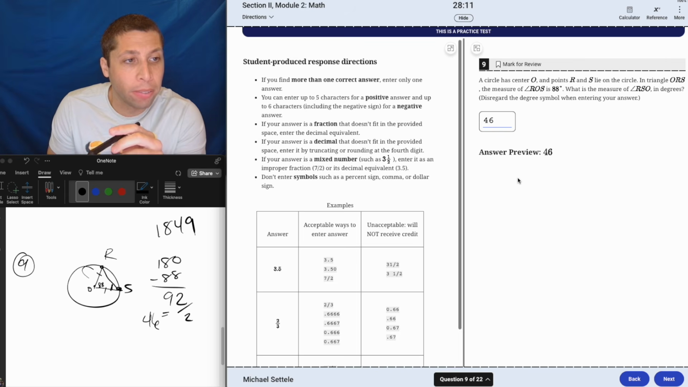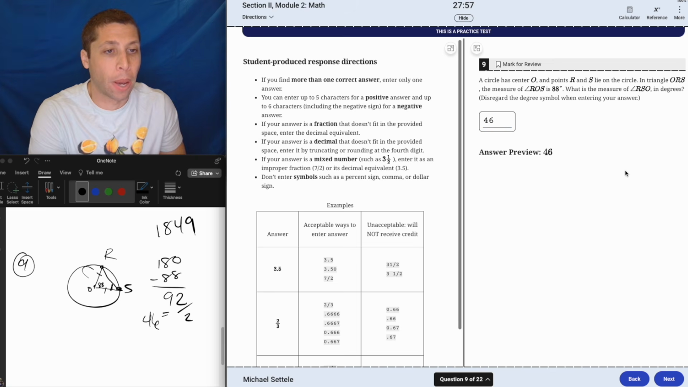Okay, let me just make sure I read everything right. Triangle OR, so ROS is 88. RSO: 180 minus 88 is 92, split it in half. Yeah, good. Okay.